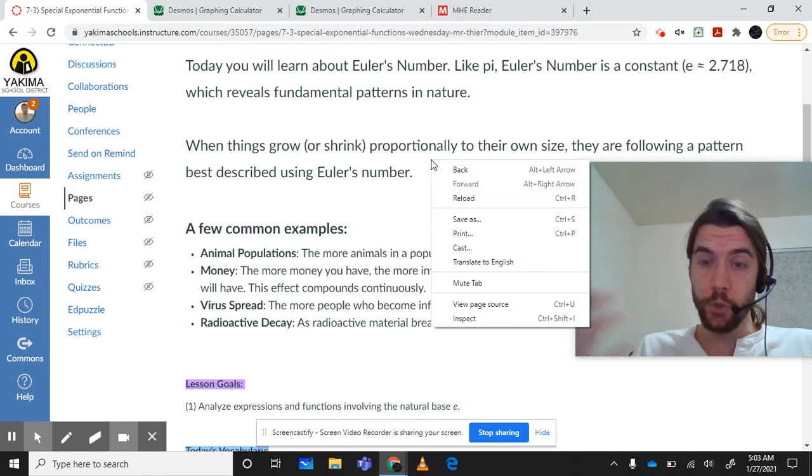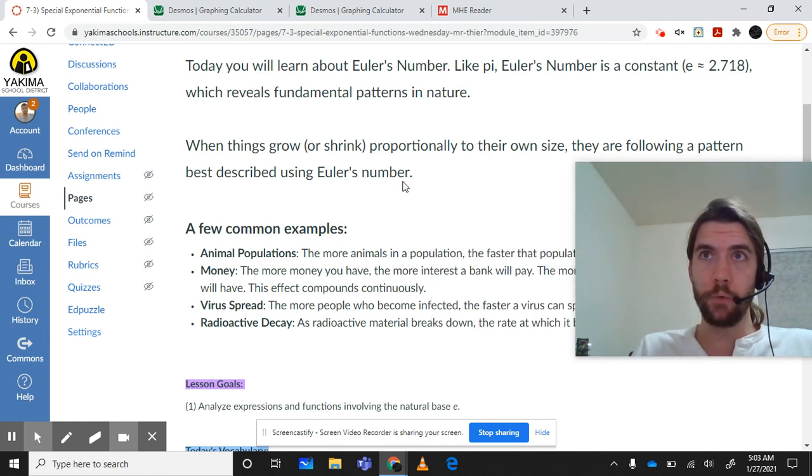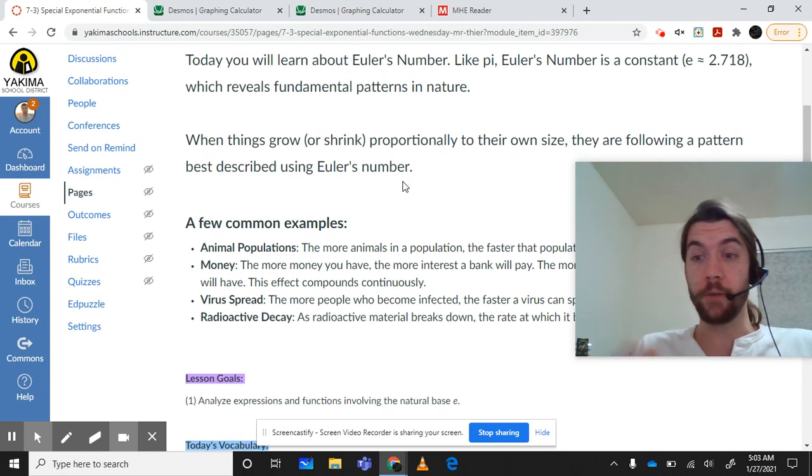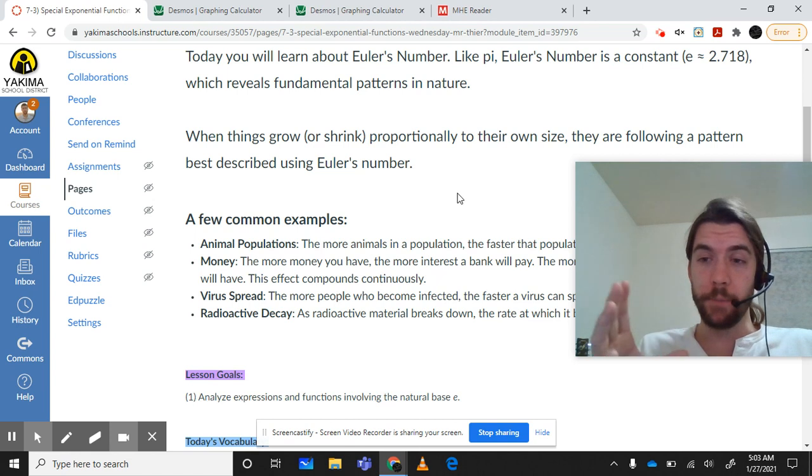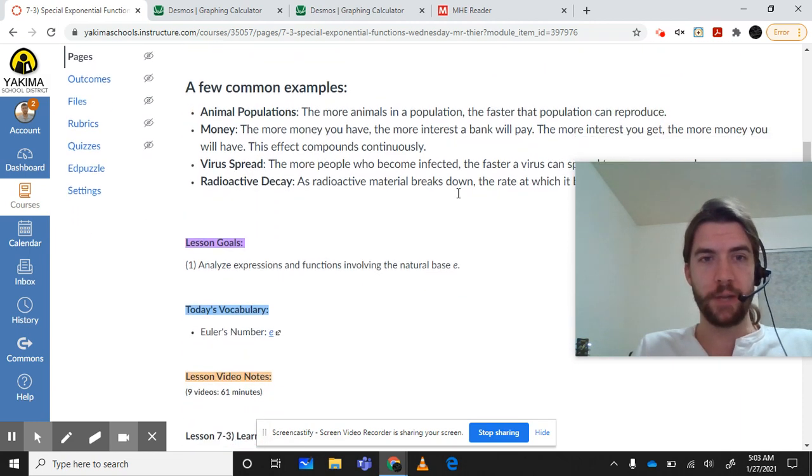Now, when I say proportional growth, I mean something that grows faster when there's more of it, or possibly grows slower when there's more of it. As long as the amount of something is an influence on the rate at which that thing changes, we call it proportional. So here are some common examples.